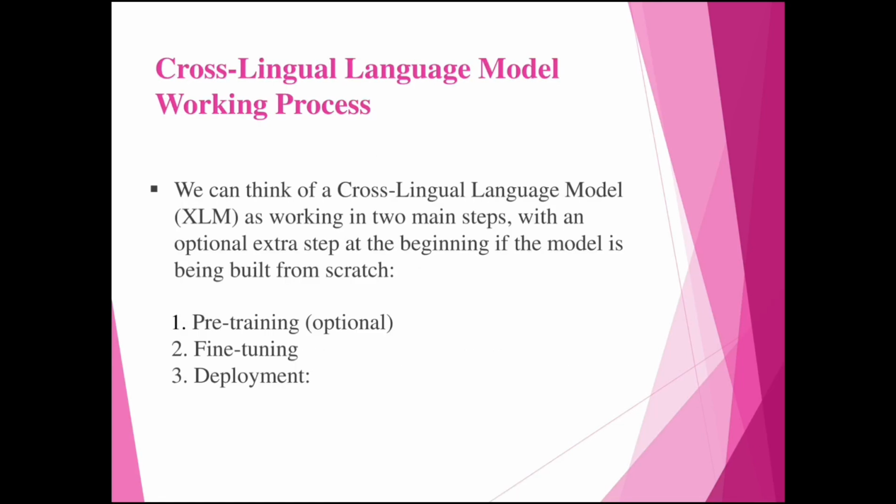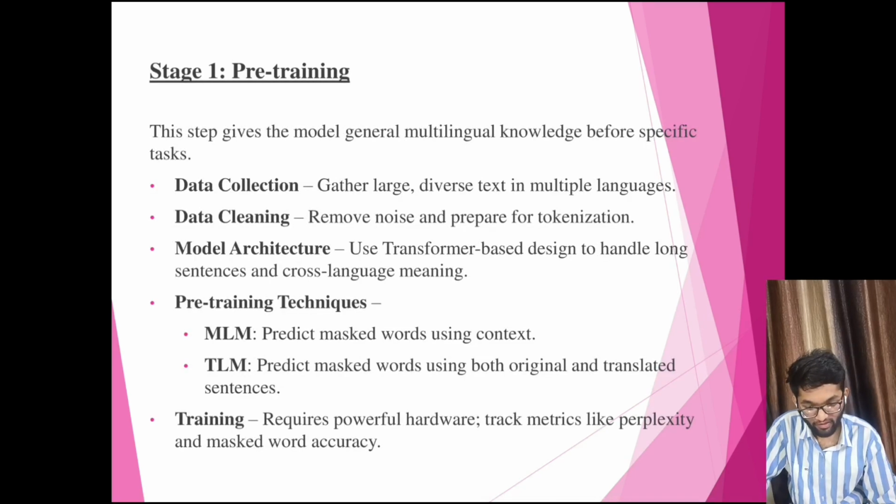Let us understand the cross-lingual language model working process. We can think of a cross-lingual language model as working in two main steps, with an optional extra step at the beginning if the model is being built from scratch. The first is pre-training, the second is fine-tuning, and the third is deployment. Now we will see pre-training. This step gives the model general multilingual knowledge before specific tasks.